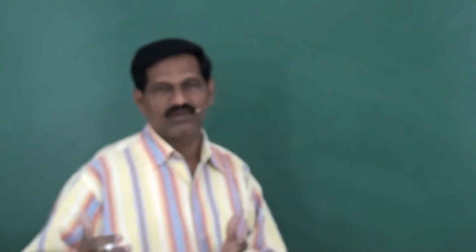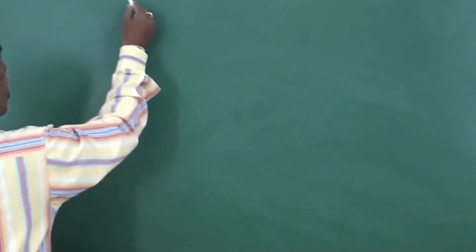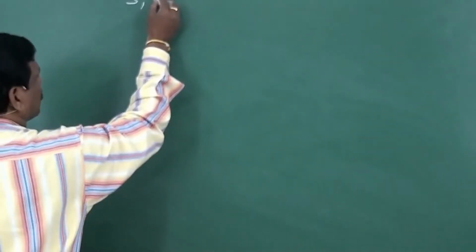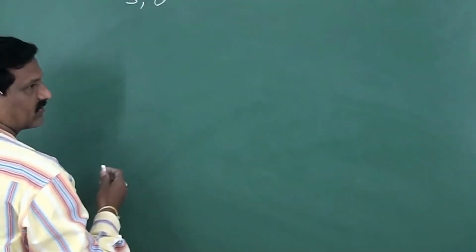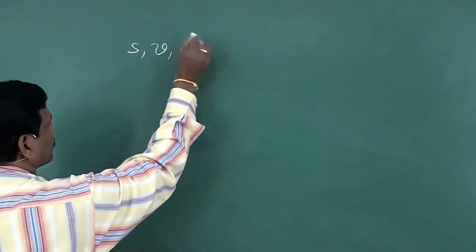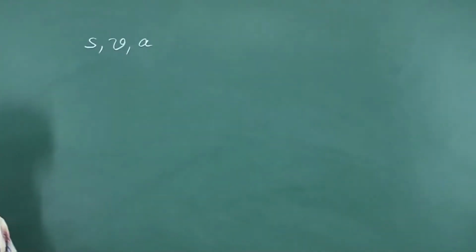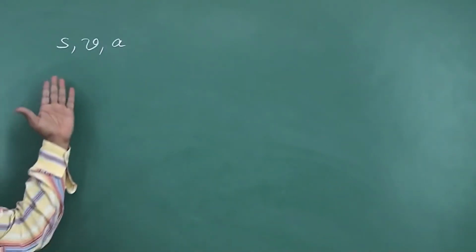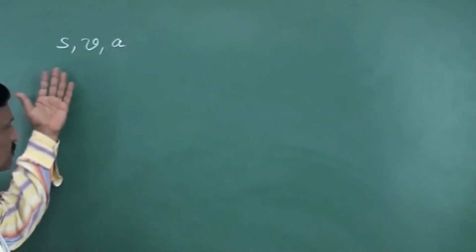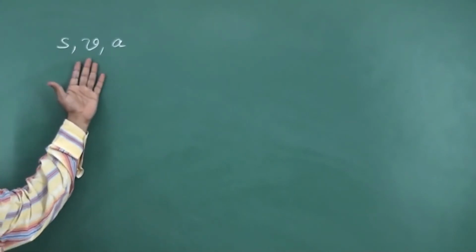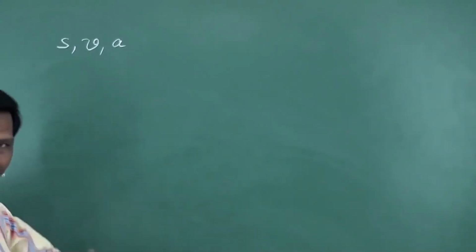Now we can establish relations among these parameters. Distance or displacement is written as S, velocity or speed is written as V, and acceleration is written as small a. Now we establish relations among these parameters: distance or displacement, speed or velocity, acceleration and time interval.